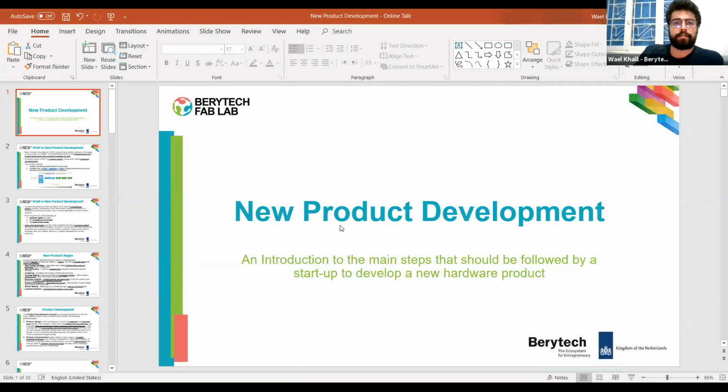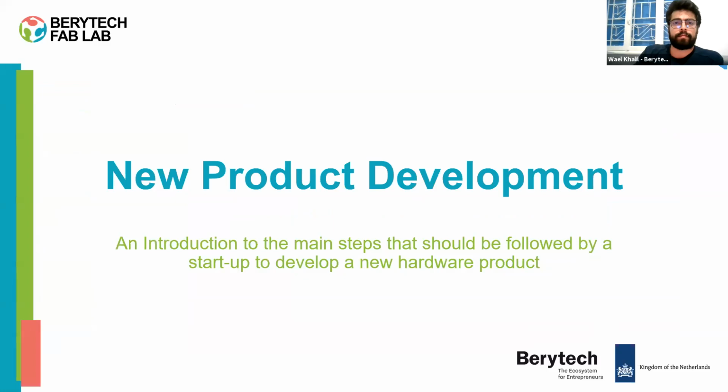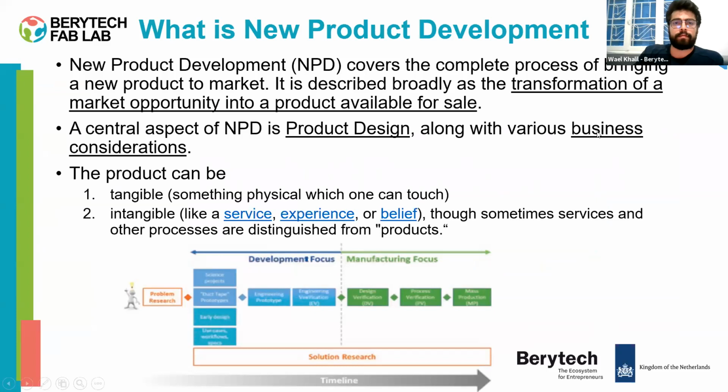So, new product development usually covers the complete process of bringing a new product to market. It's mainly the transformation of any market opportunity into a product that is available for sale. This product could be anything, a tangible product or an intangible product. A tangible product is a hardware product, something that you can touch and feel, something you sell and buy usually in markets.